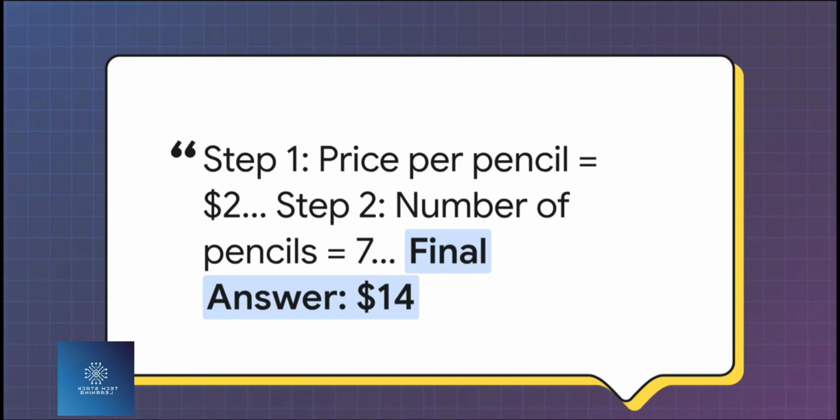Look at that beautiful output. It's perfect. The agent didn't just spit out $14. It followed our instructions to the letter. Step 1, identify the price. Step 2, count the pencils. Step 3, do the multiplication. That is the power of good prompt engineering in action. We did it. We just built a reasoning agent.